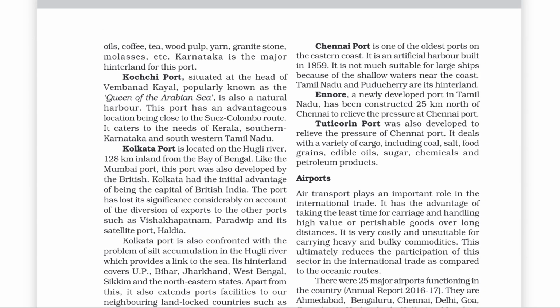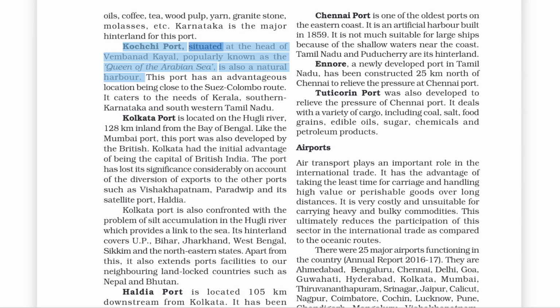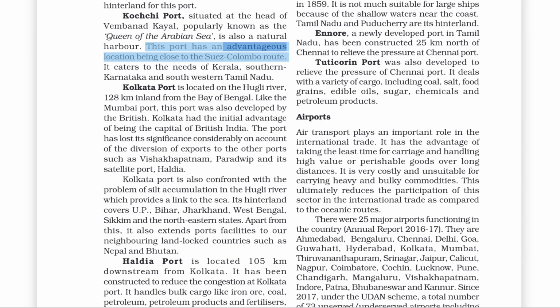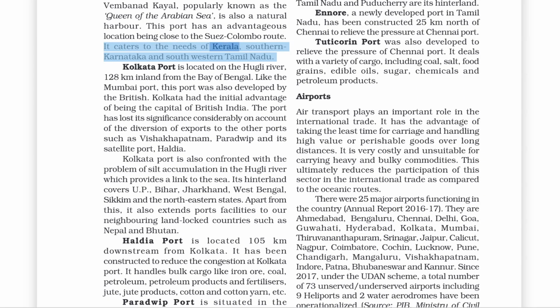India, People and Economy. Oils, coffee, tea, wood pulp, yarn, granite stone, molasses, etc. Karnataka is the major hinterland for this port. Kochi Port, situated at the head of Vembanad Kayal, popularly known as the Queen of the Arabian Sea, is also a natural harbor. This port has an advantageous location, being close to the Suez-Colombo route. It caters to the needs of Kerala, southern Karnataka and southwestern Tamil Nadu.